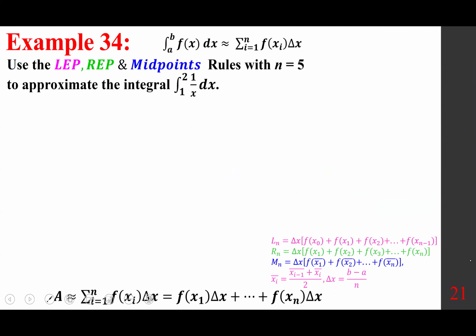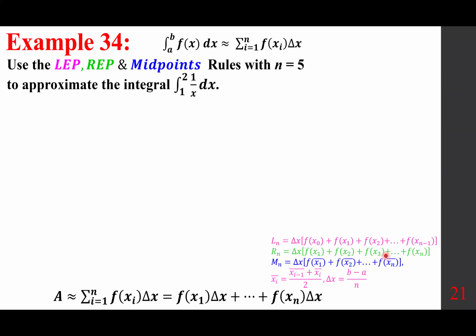Use the left endpoints, right endpoints, and midpoints rule with n equals 5 to approximate the integral of 1 over x, 1 to 2, 1 over x dx. Of course, this is an approximation. And if you take a limit, it's exact. And these are different formulas, the Riemann sum. And I'm going to stick with the general format, and I don't have to memorize any of them because first I want to show you how we deal with that by noticing what it is that we need to do.